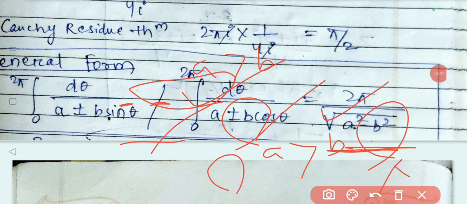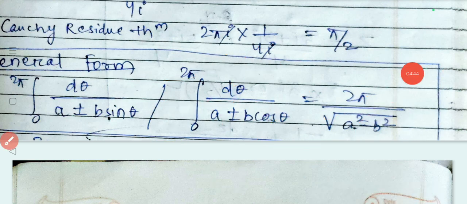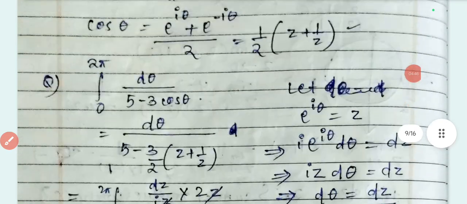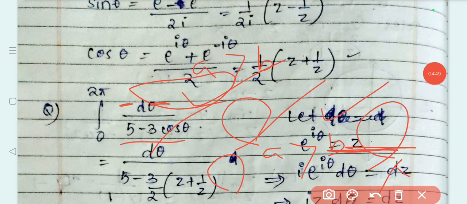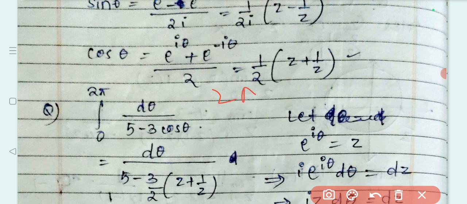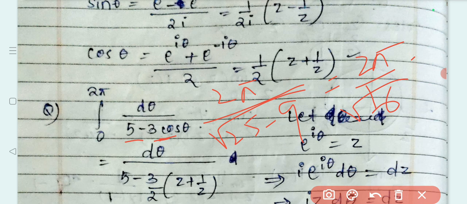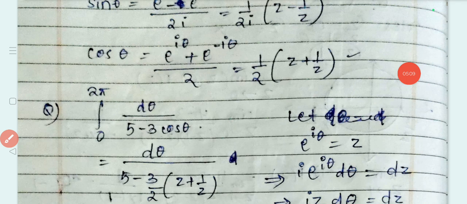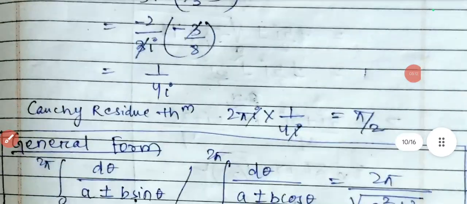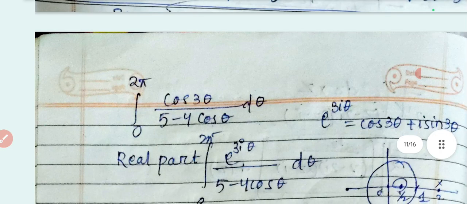So for CPET, since one question carries 1 minute, you can apply this formula directly. Test here: 2 pi by root over a square is 25, minus b square, b is 3, 9. 2 pi by root 16, 2 pi by 4, that is pi by 2. The final answer is pi by 2. Verified. So remember this formula. This is important.